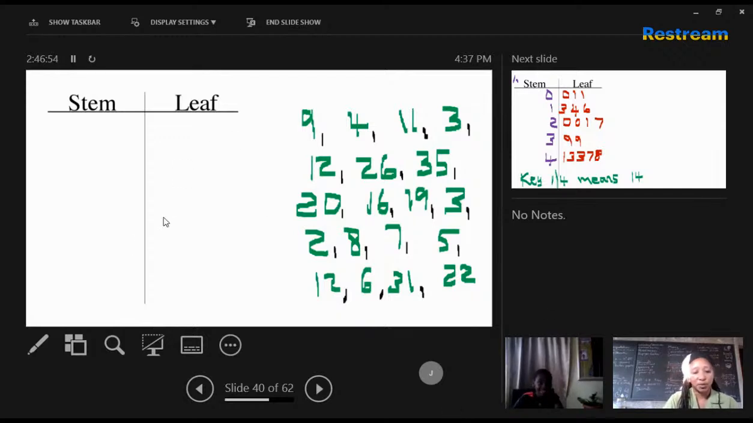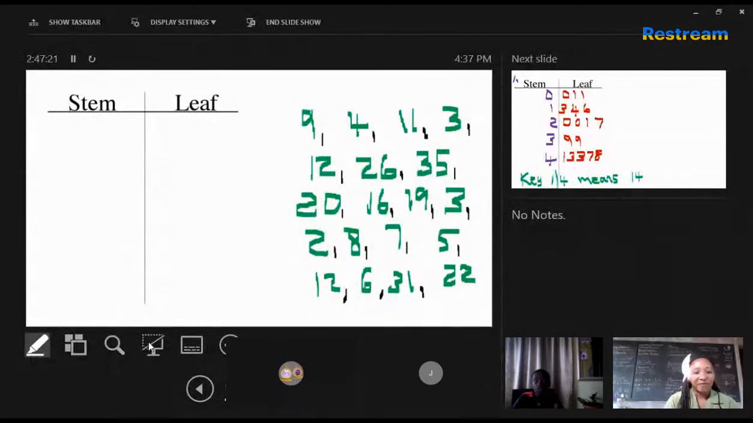All right, so looking at this plot, what we would do is we have the stem on the left and we have the leaf on the right, and the stem represents the first digit in the numbers.